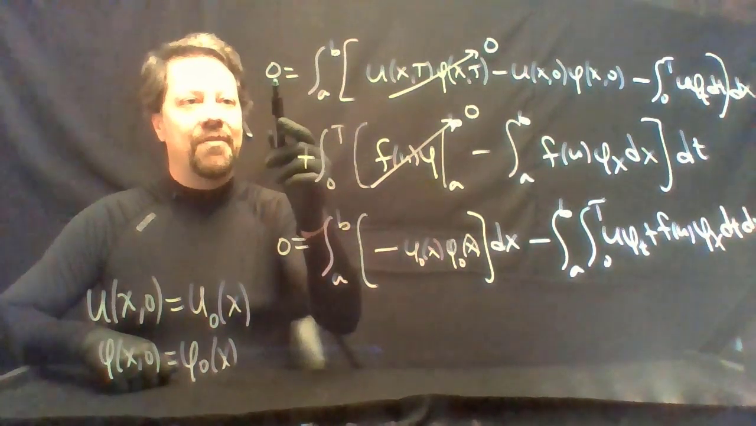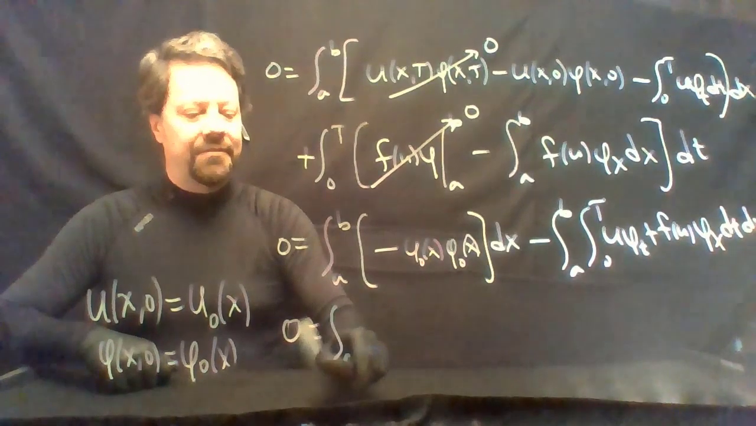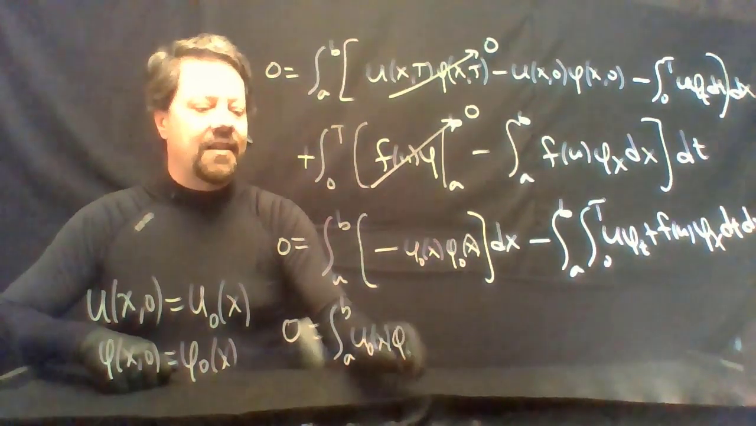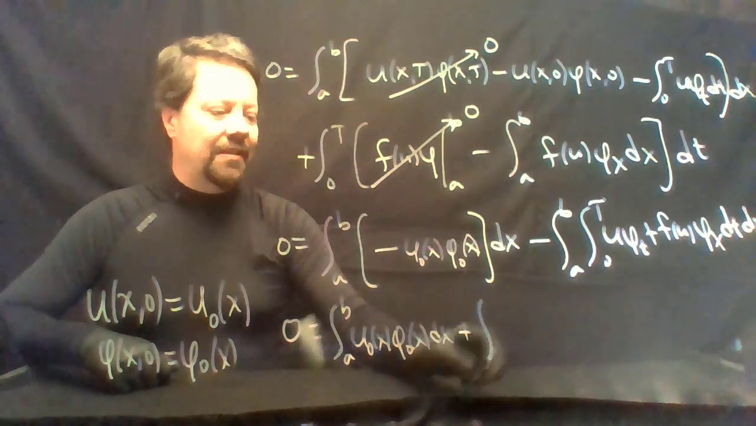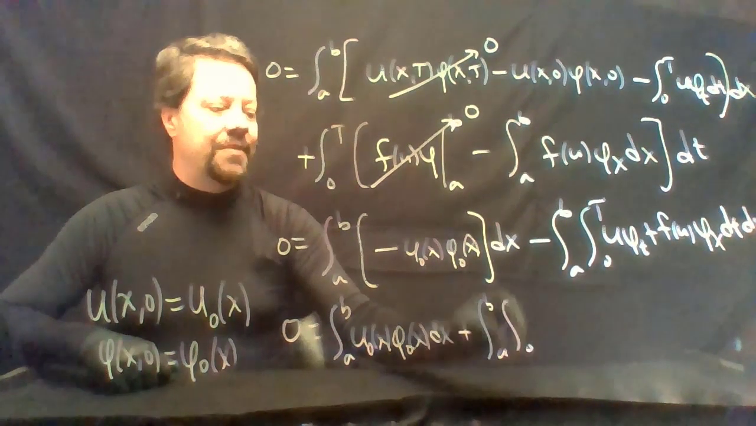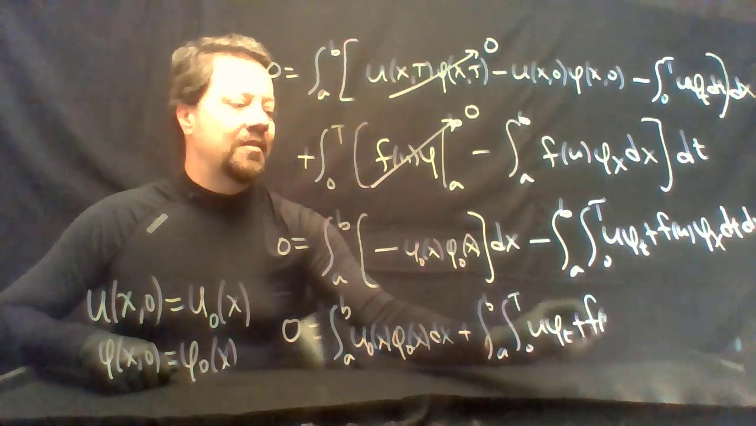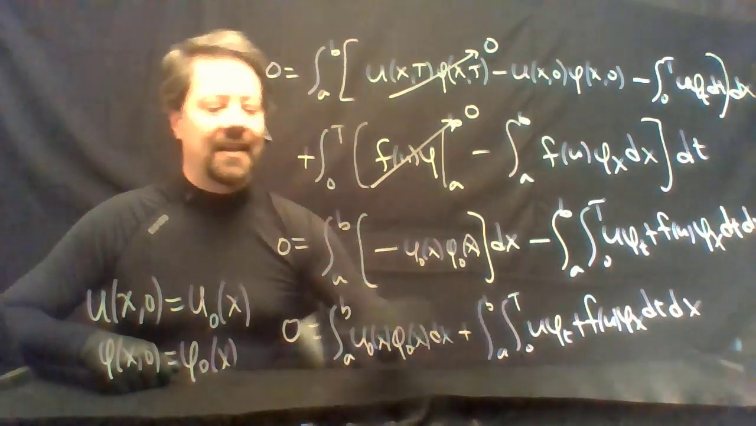If we multiply through by a negative, we'll have 0 equals the integral from a to b of u naught of x phi naught of x dx, plus the double integral from a to b and from 0 to t of u phi_t plus f of u phi_x dt dx.